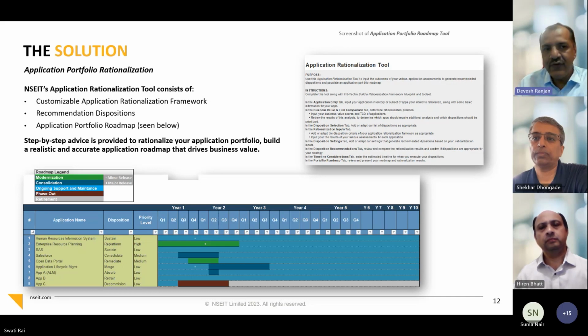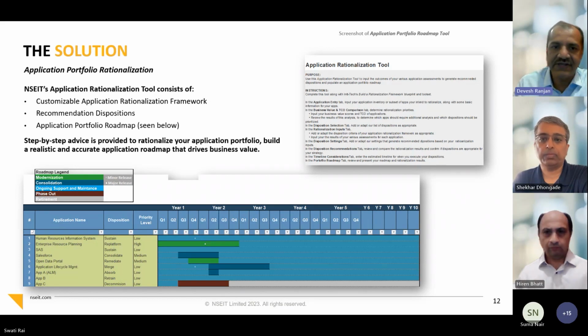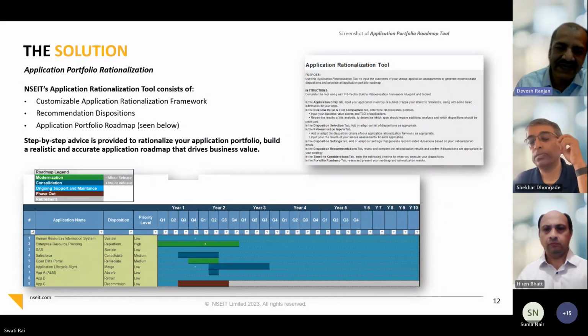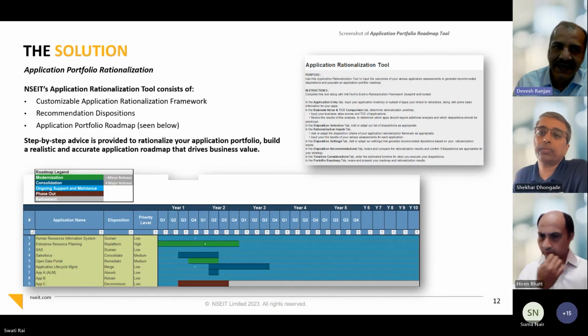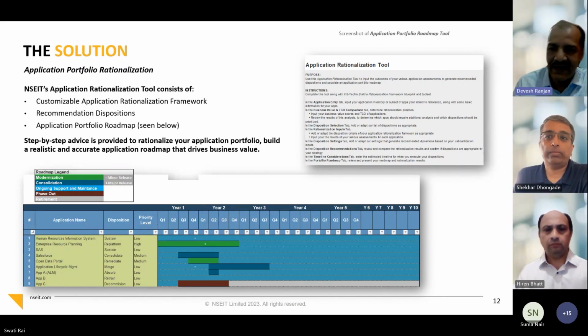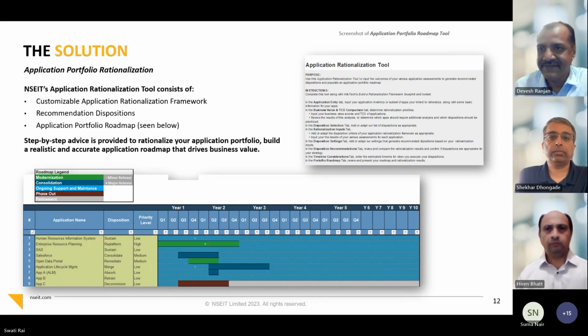So we provide you with step-by-step advice in terms of how you should be going after your application portfolio rationalization, and building a realistic and accurate roadmap that ultimately drives business value. And it is not just based on theoretical study. This is the secret sauce that we have been leveraging over multiple iterations, and the success that we see from utilizing this app rationalization tool is pretty immense. Most of the organizations wherever we have undertaken this assessment have achieved cost savings of nearly 25 to 45 percent. That talks about the numbers.